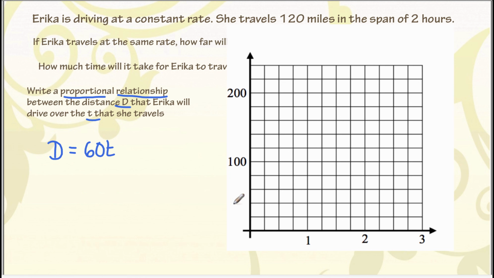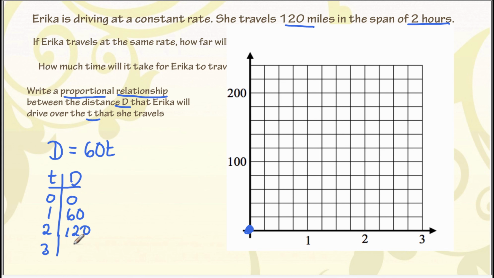So basically this just means if we go to graph this, if we look at our chart, here's t for time, here's d for distance. If I don't travel any time, I obviously don't go any distance. If I travel 1 hour, I go 60 miles. If I travel 2 hours, well, they told me 2 hours, I go 120 miles. If I go for 3 hours, I go 180.